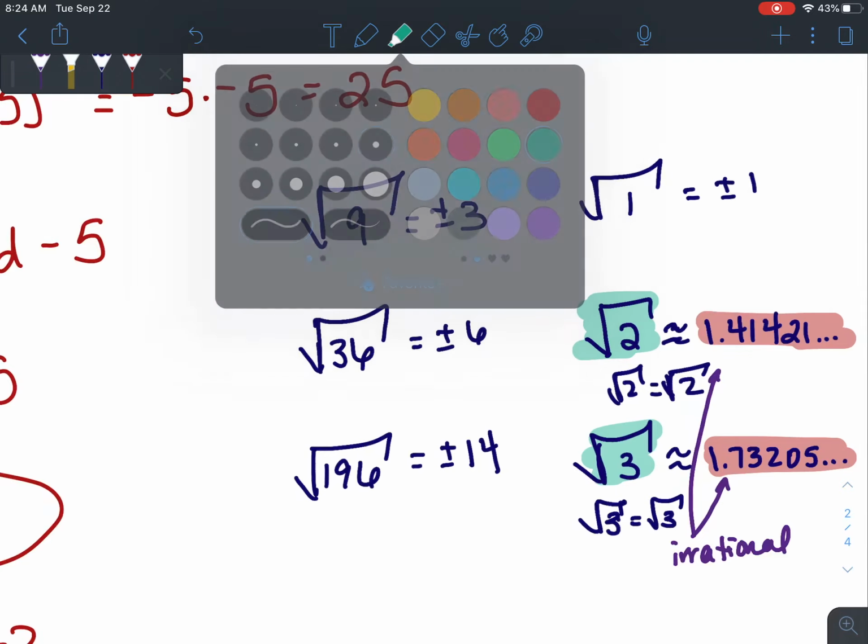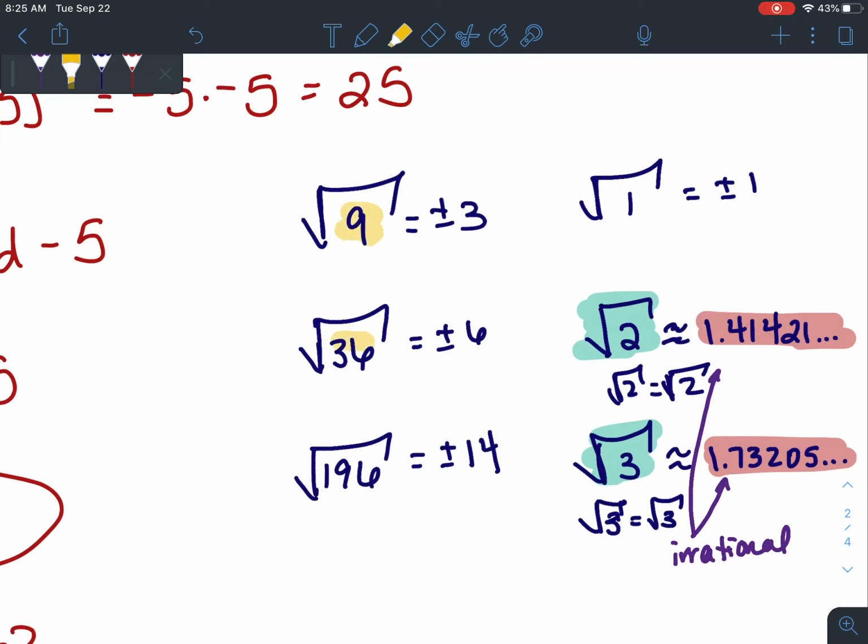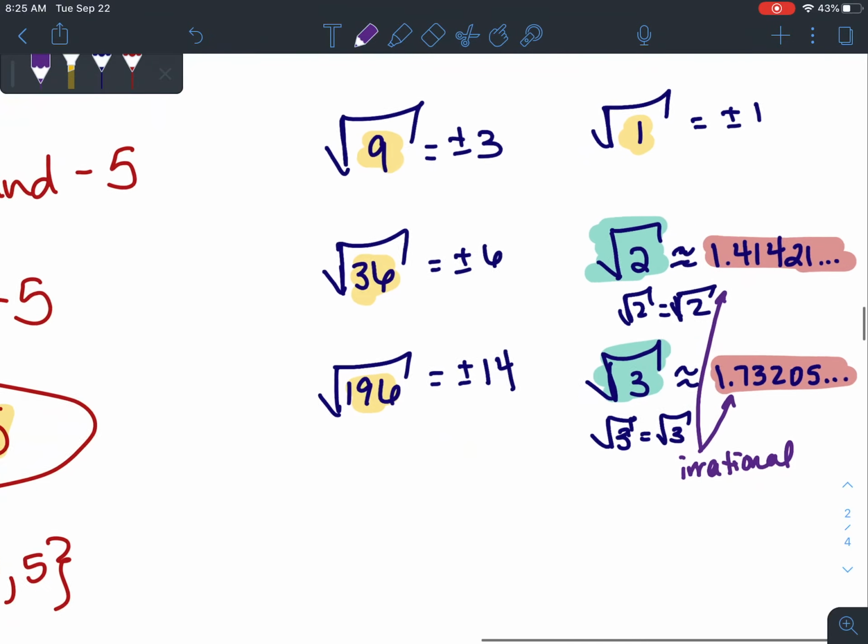These square roots that we've dealt with before, 9, 36, 196, and 1, those are perfect squares. And that's where square roots are awesome. When we have a perfect square, it's going to equal a whole number. When we don't have a perfect square, a square root's always going to be irrational. So let's write that down.